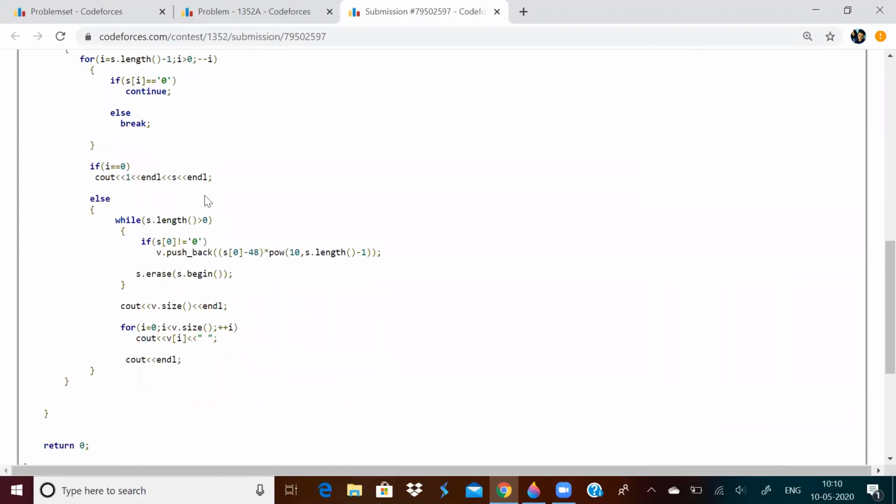And if it is not a round number, what am I doing? I am running a loop in which I am checking if s dot length is greater than 0. So I'll explain this loop. Let us just read the code. What did I write? And what am I trying to do here? So I'm saying if s of 0, I'm always checking the 0th, the first number in the string. I'm checking the first digit in the string. If that is not 0, I am doing this. And I'm erasing the first digit always.